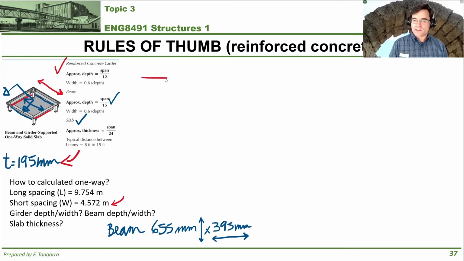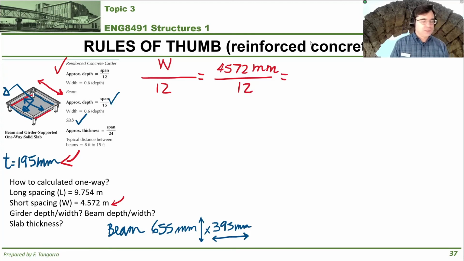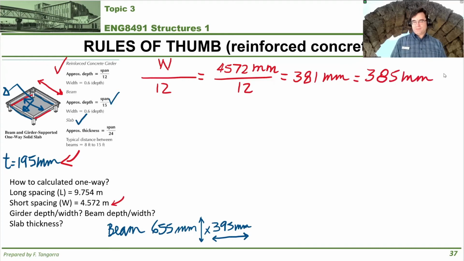So the approximate depth of a girder in this case is going to be W divided by 12, where W in our case for this specific example is 4,572 millimeters, or you can do it in meters if you prefer, divided by 12. And best 2 out of 3 times was 381 millimeters. And then round that up to the nearest 5 millimeters, that comes out to be 385 millimeters.